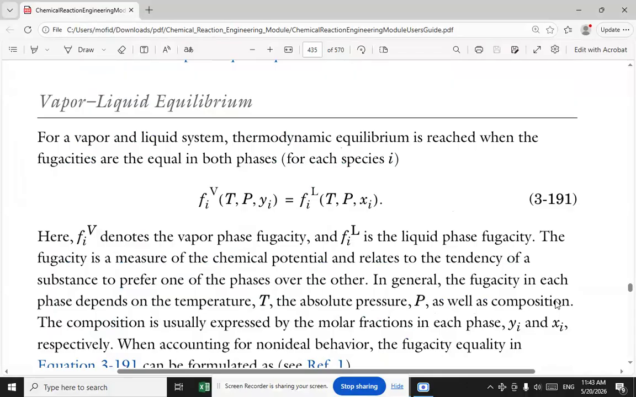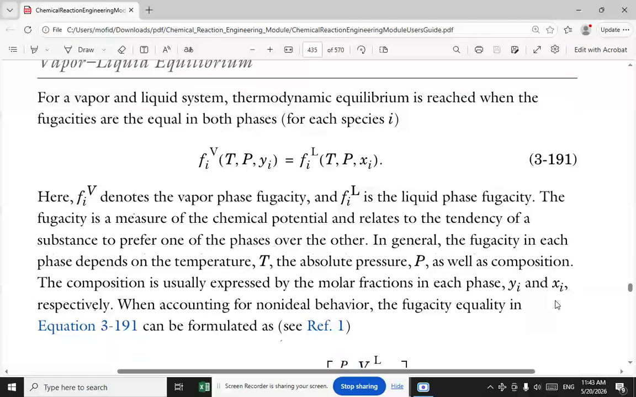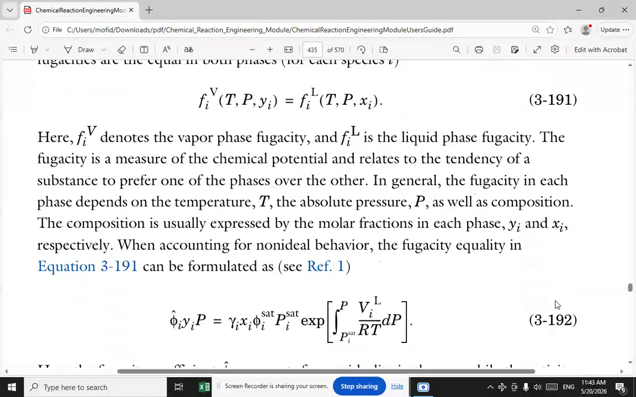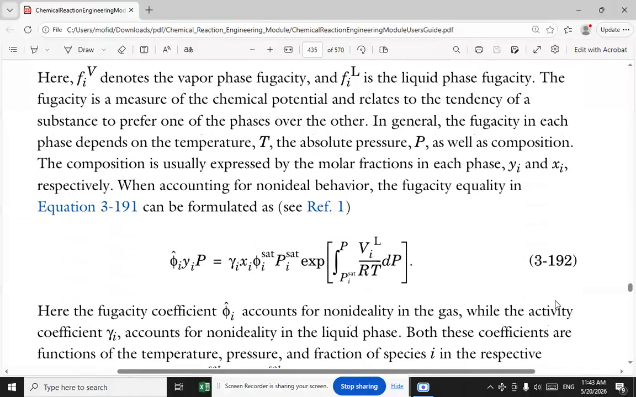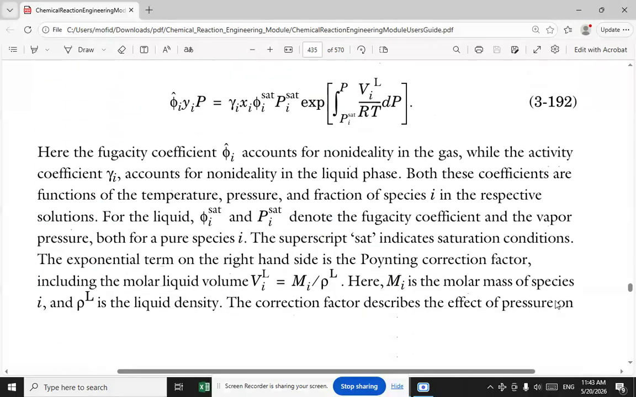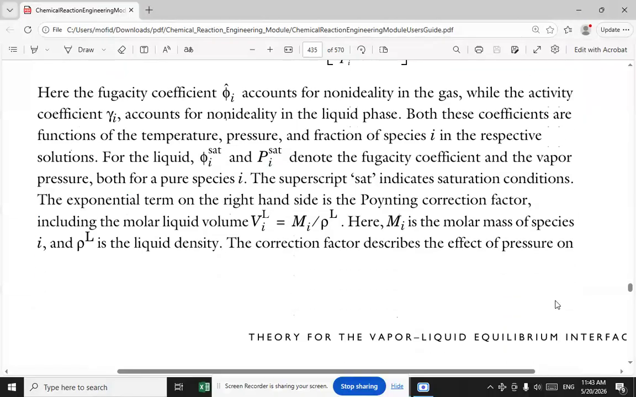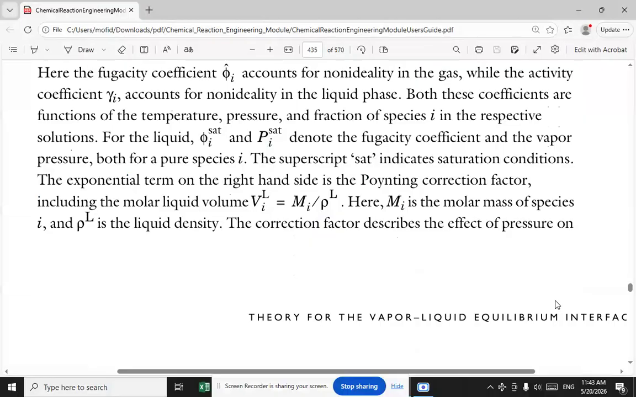In general, the fugacity in each phase depends on the temperature T and absolute pressure p as well as the composition. The composition is usually expressed by the molar fractions in each phase, such as y_i and x_i respectively. When accounting for non-ideal behavior, the fugacity equality in equation 3-191 can be formulated as follows. Here the fugacity coefficient phi_i accounts for non-ideality in the gas, while the activity coefficient gamma_i accounts for the non-ideality in the liquid phase.